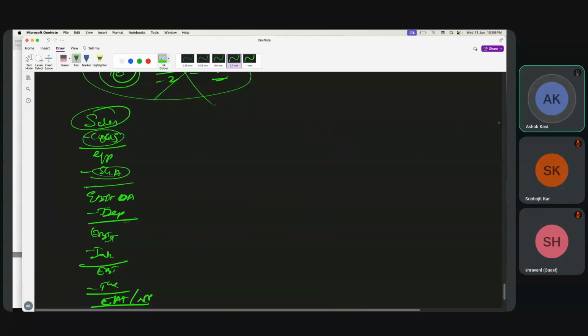Just 1 minute, I'll connect the charger to my laptop.